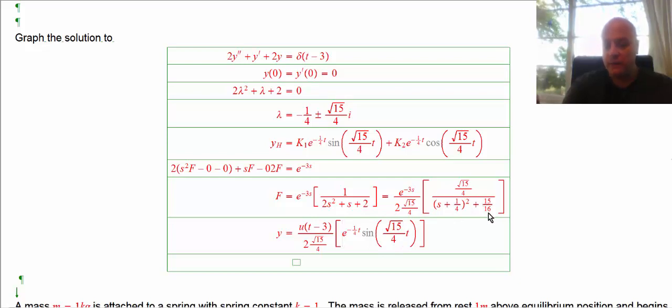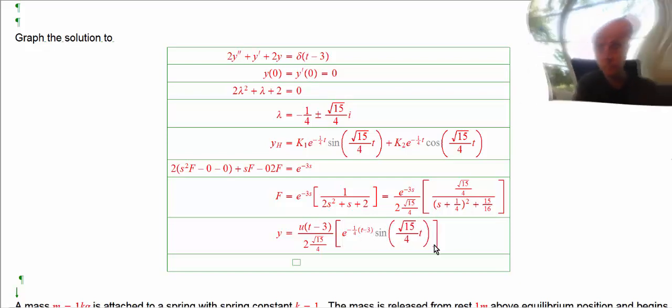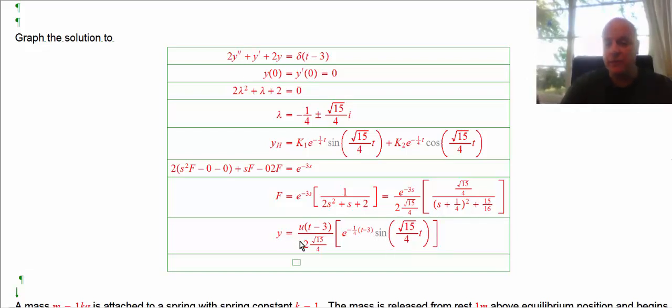It's a shifted sine, where the b squared is the 15 over 16, so the square root of that is root 15 over 4. But the argument inside the square bracket has to match the argument of the Heaviside step function. So that's not a t there, it's a t minus 3. Now I'm done. Well, there's a little bit of tidying you could do here with that constant. We could simplify it, but I do get what I thought I was going to get.